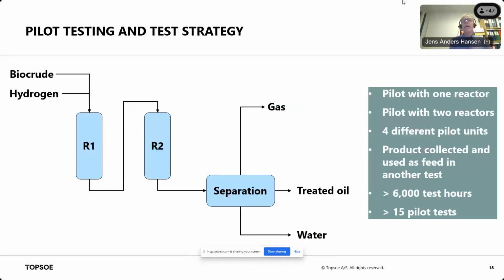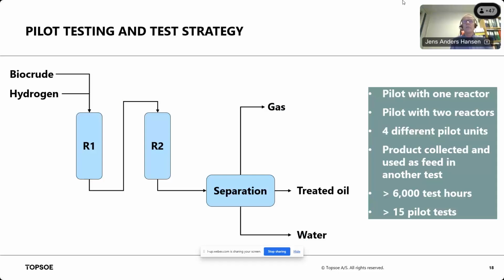And then I have a slide here showing what we have done. We have a pilot unit with either 1 or 2 reactors. The 2 reactors are in series here. You can see that that's reactor 1 and 2. Then you have separation, and then you have oil that has been hydrotreated. You have water originating from removal of oxygen. You have a gas.